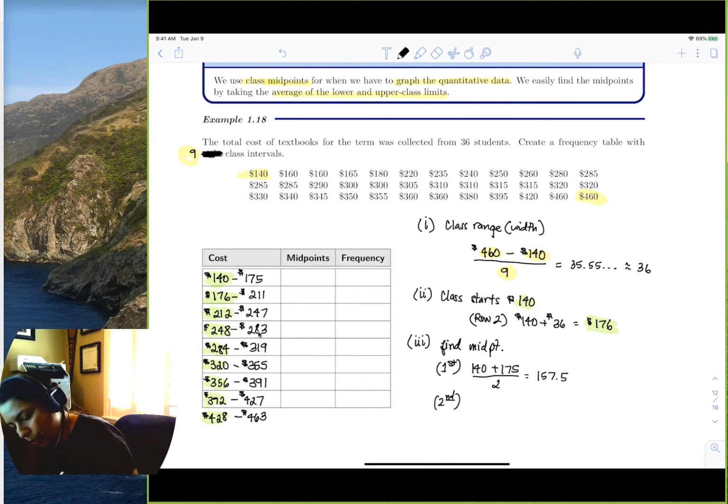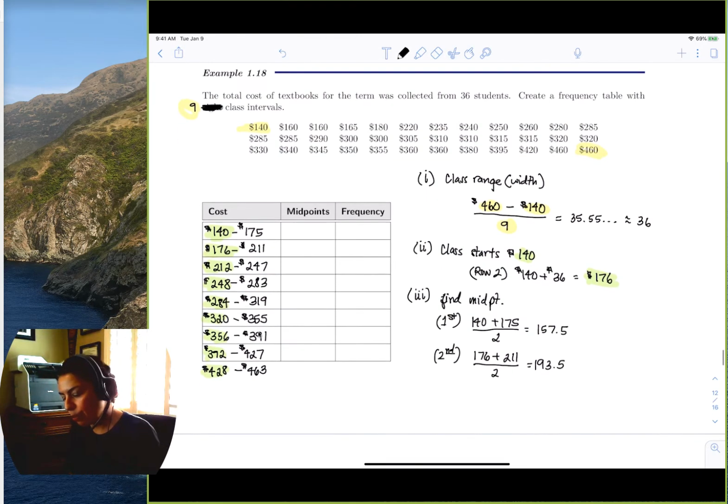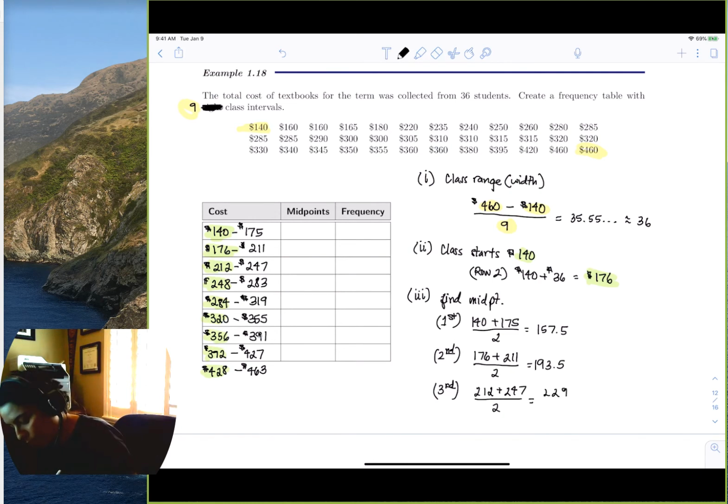So the second row would be 176 plus 211 all over 2. So when you put 176 plus 211 divided by 2 in the calculator, you get 193.5. And what I'm going to show you is a little pattern here that we'll see with our midpoint. So let me do a third one, and maybe you'll see it better. So the third row is 212 plus 247 divided by 2. If I do that in the calculator, I'll get 229.5.